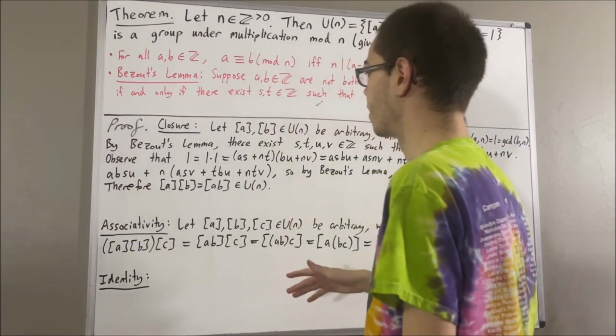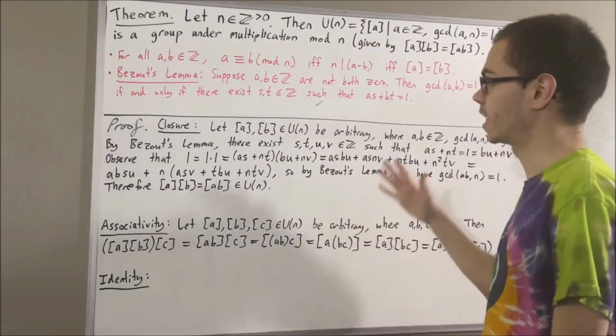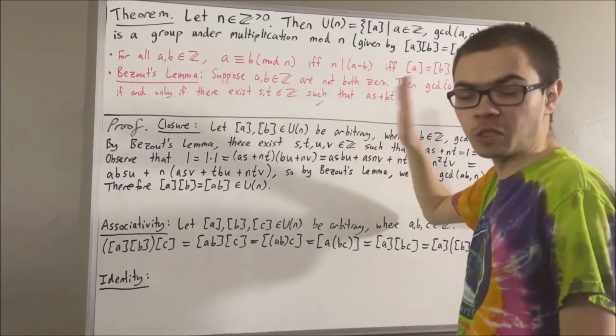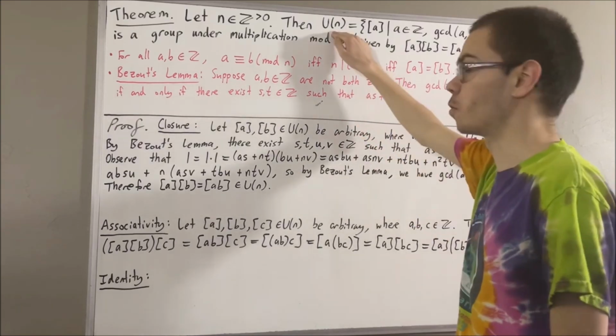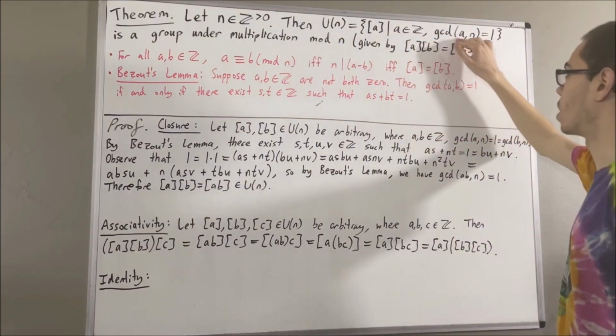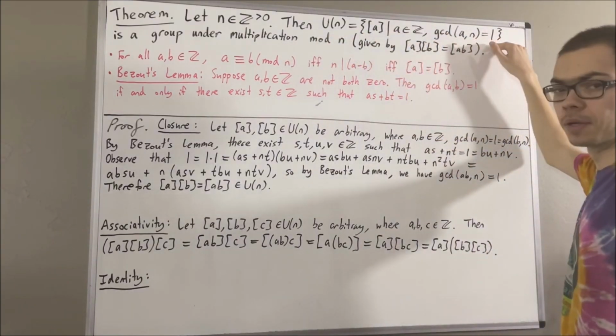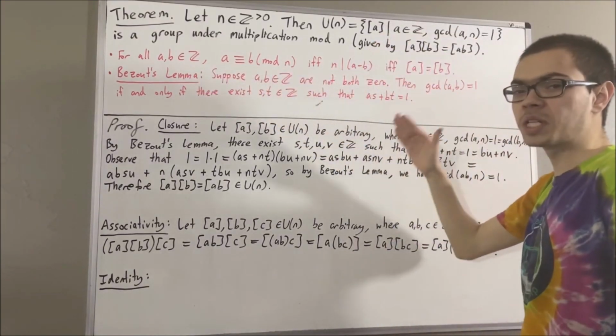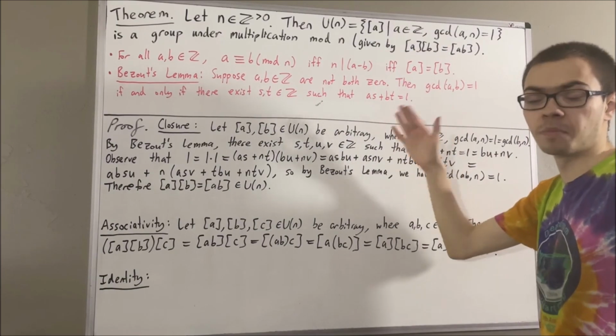The claim is that the equivalence class of 1 is the identity element of U(n). To show that, let's first verify that the equivalence class of 1 is an element of U(n). To show that, we would like to show that the greatest common divisor of 1 and n is equal to 1. But this follows from Bézout's lemma, because 1 times 1 plus n times 0 is equal to 1.